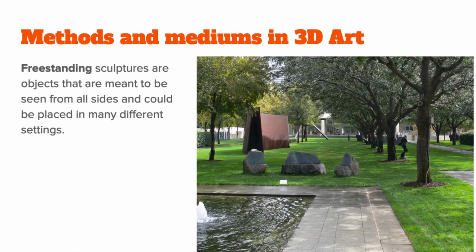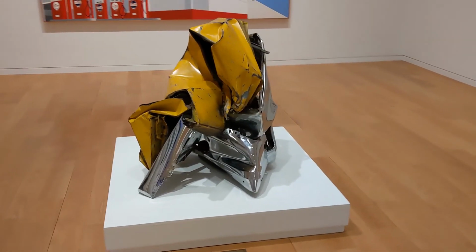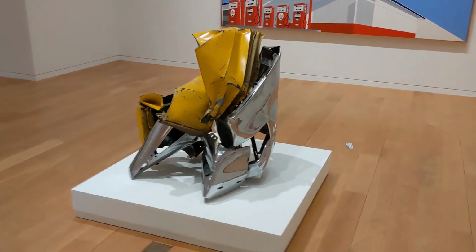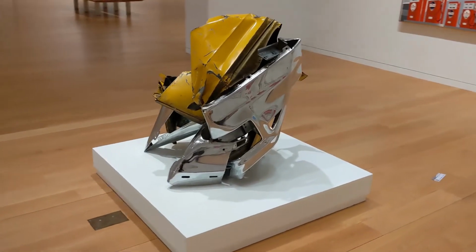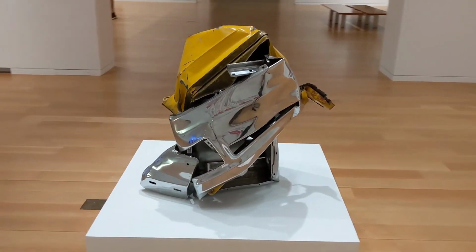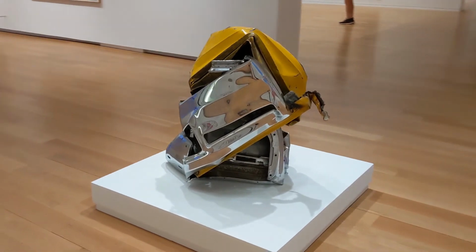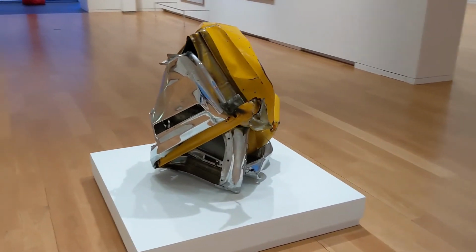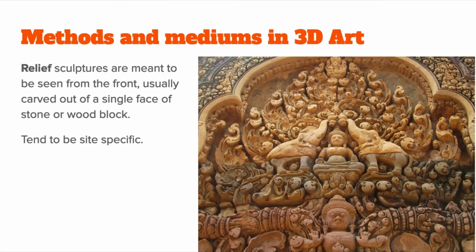First, we have a freestanding sculpture. This is an object that is meant to be seen from all sides. And since it's freestanding, it also assumes that this object can be placed in different settings. A relief sculpture is meant to be seen mostly just from the front. Typically, it is carved out of a single face of stone or wood block, and they tend to be site-specific.